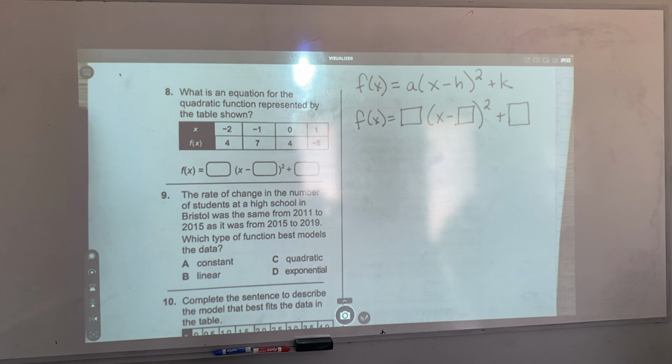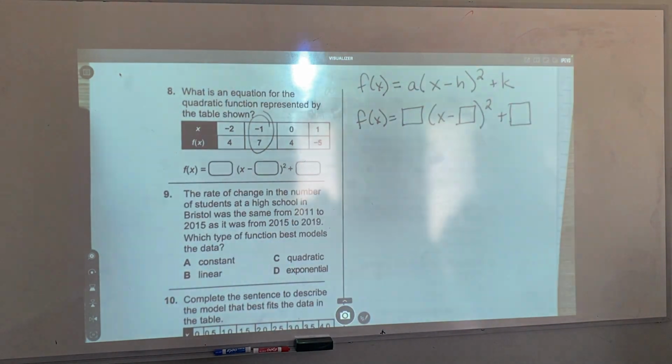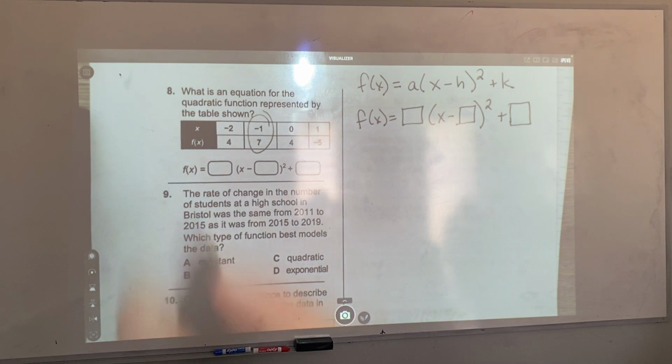Yes, Angelina? Okay, you want to tell me what it is and explain how. So the vertex is negative 1, 7. That is correct, how do you know? Because the output repeats. Yeah, so that starts with an S, symmetry, very good.